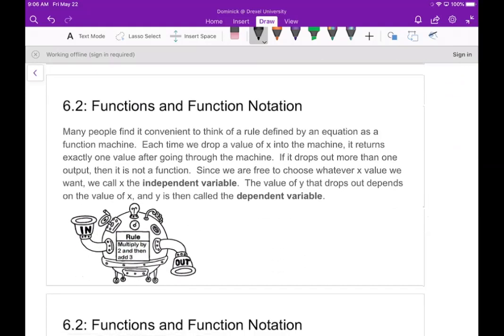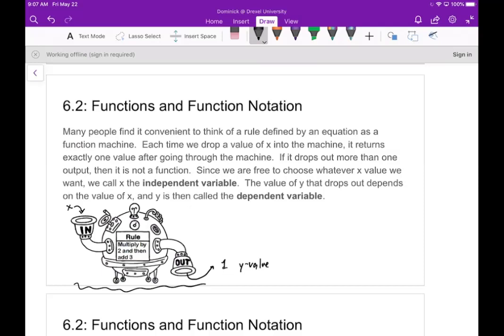Okay, now one thing that many people find convenient is to think of a function as sort of like this Dr. Seuss looking machine, right? So if you drop an x value in here, and you multiply the x value by 2 and then add 3, then out is only going to come one y value. Right? You can't have it spit out more than one y value. And if it does, then it's no longer a function.